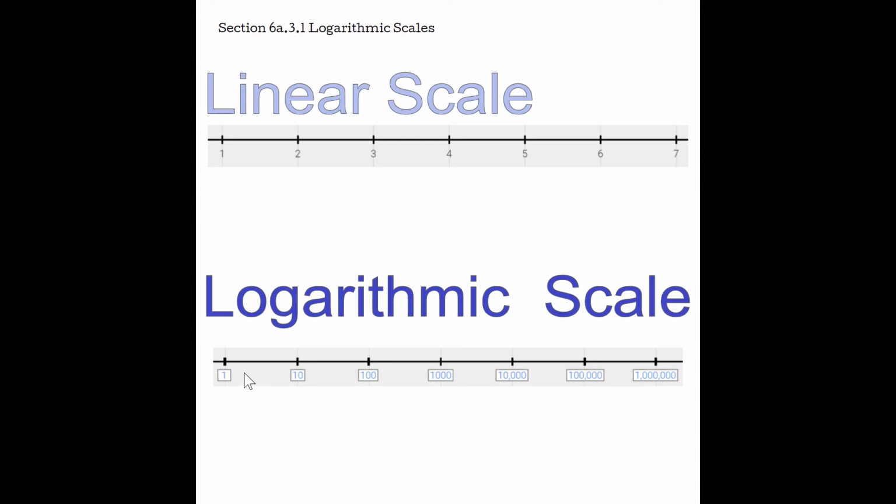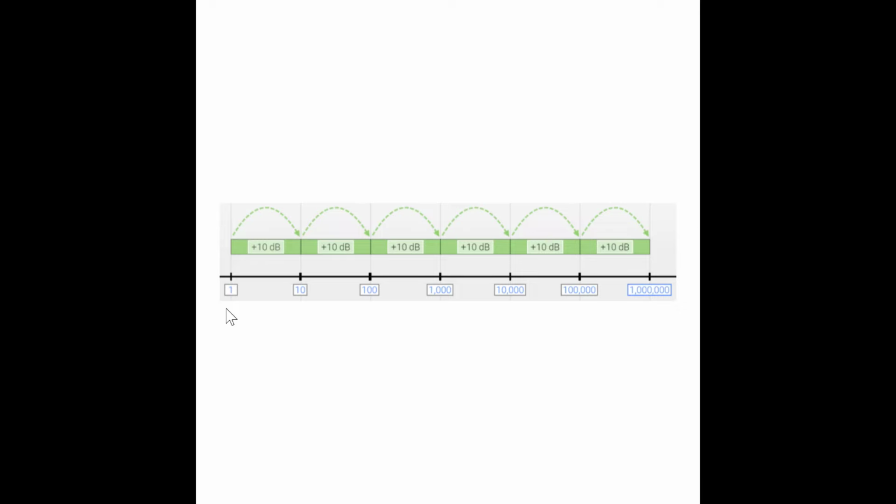So if we start at our first tick mark and increase one increment, we have increased by a value of 10. Moving to the second tick mark means that we have increased the value by 100. Moving to the third is 1,000. So you can see very quickly that we are generating very large numbers, with numbers on this fourth tick mark not simply being 4 greater than 1, rather 1,000 times bigger. Decibels use logarithmic scales.